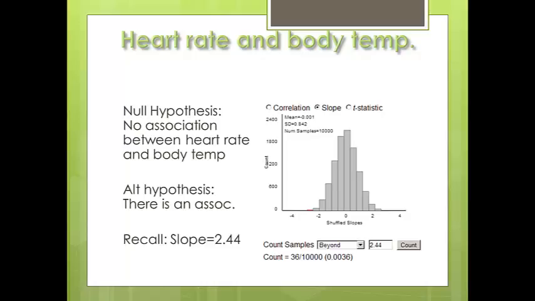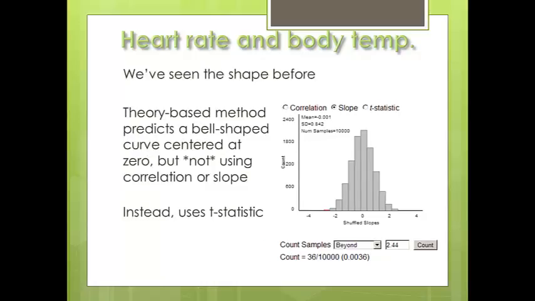You can do a simulation and find out that the p-value is fairly small, suggesting that in fact we have strong evidence of an association, essentially that the slope is greater than 0, between heart rate and body temperature. We've seen this simulated slope distribution before. It's a bell-shaped curve centered at 0. And this should hopefully set off some triggers in your mind that we probably have a theory-based approach for this test, and in fact we do. The theory-based method predicts a bell-shaped curve centered at 0.